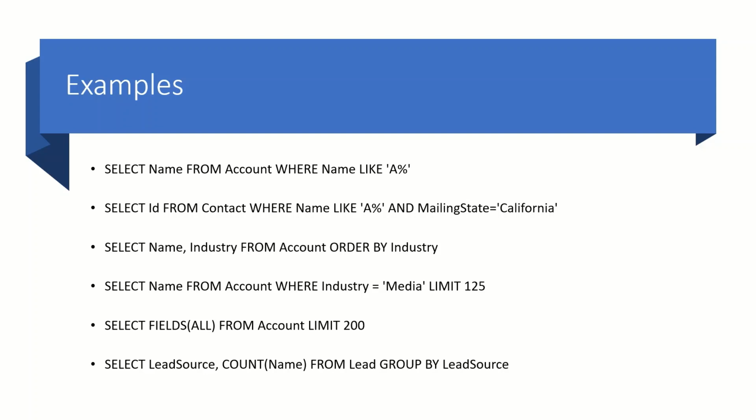So: select name from account where name like 'A%'. Any name which starts with A, this query will retrieve those records, and we are using the like operator in this. It's an A, then the percentage sign is the wildcard. Then we have select ID from contact where name like 'A%' and mailing state is California.